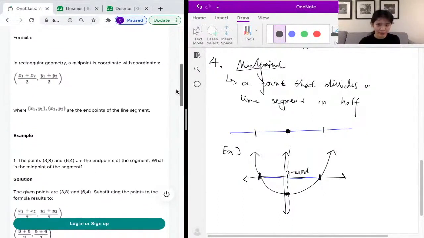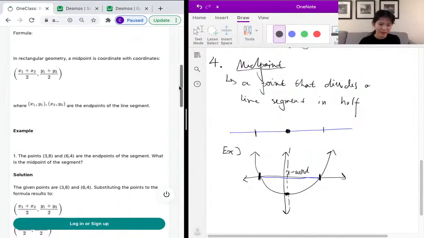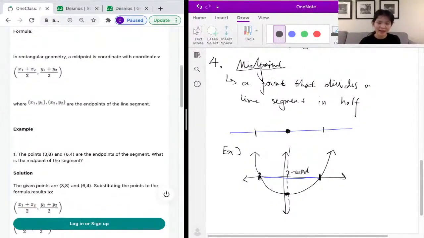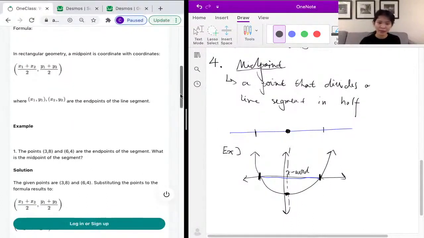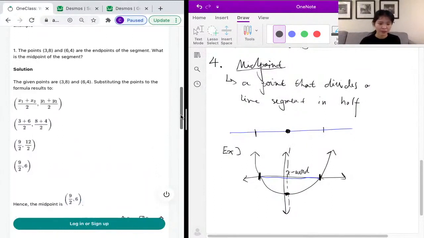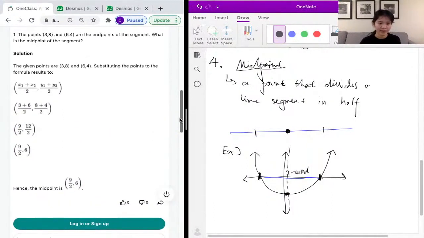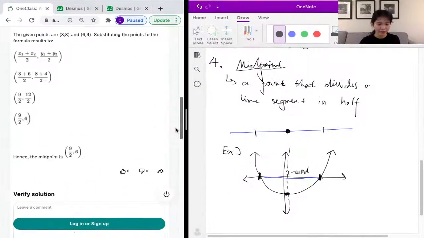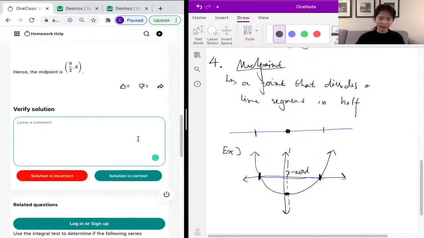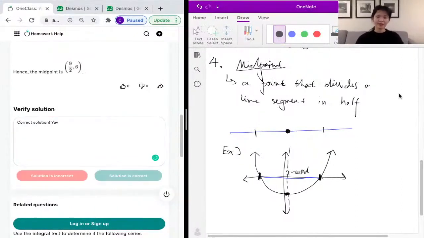They wrote down the formula, and it's really easy. If you want to find the x-coordinate of the midpoint, you just add the x's together and divide by 2. If you want to find the y-coordinate of the midpoint, you just add the y-coordinates together and divide by 2. They also give an example, which is basically plugging numbers into the formula. They didn't mention parabolas, but again, that's just an extension. So let's just say correct solution. Yay. And the solution is correct.